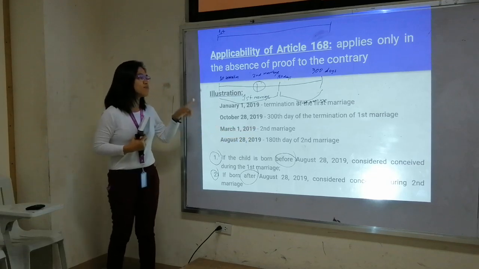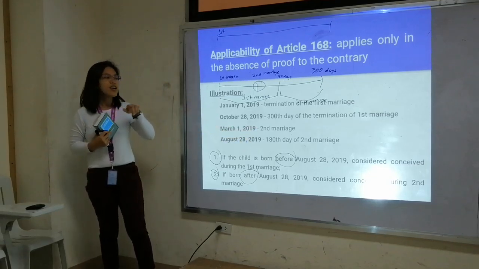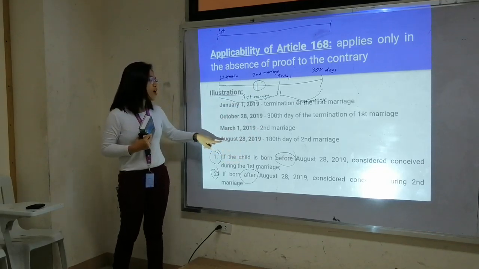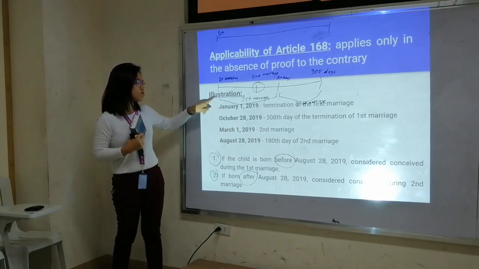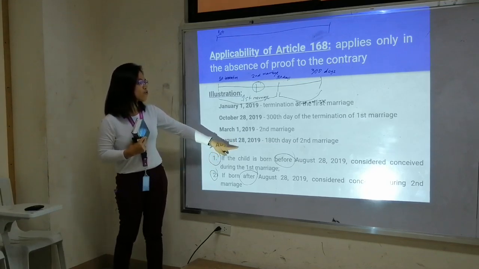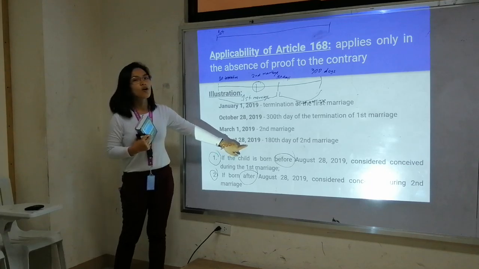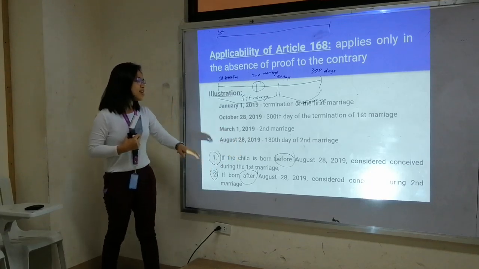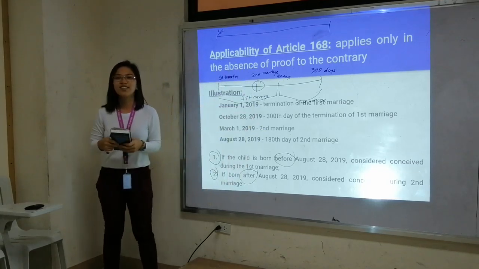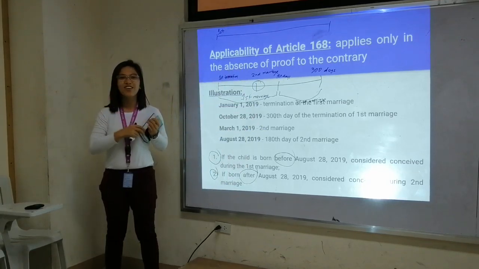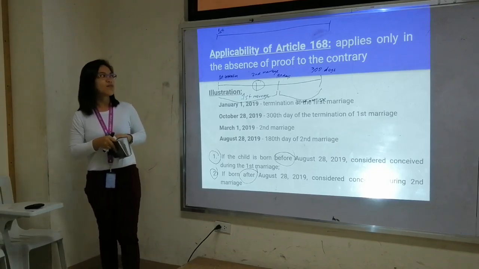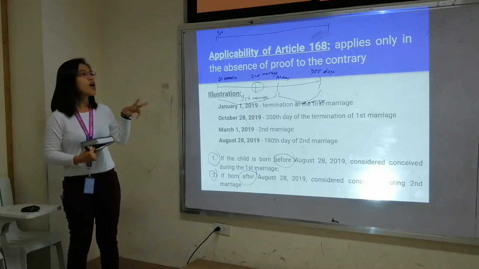So after March 1, bibilang tayo ng 180 days, iyon yung doon papasok na kapag pinanganak yung bata bago si August 28, doon siya conceived sa first marriage. If after 180 days or after na ni August 28, let's say August 29, pinanganak si baby, ibig sabihin, considered na siyang conceived during the second marriage. Gets ba? Or question? Any question? Okay, gets. So that is the rule 100, Article 168 having the two rules.